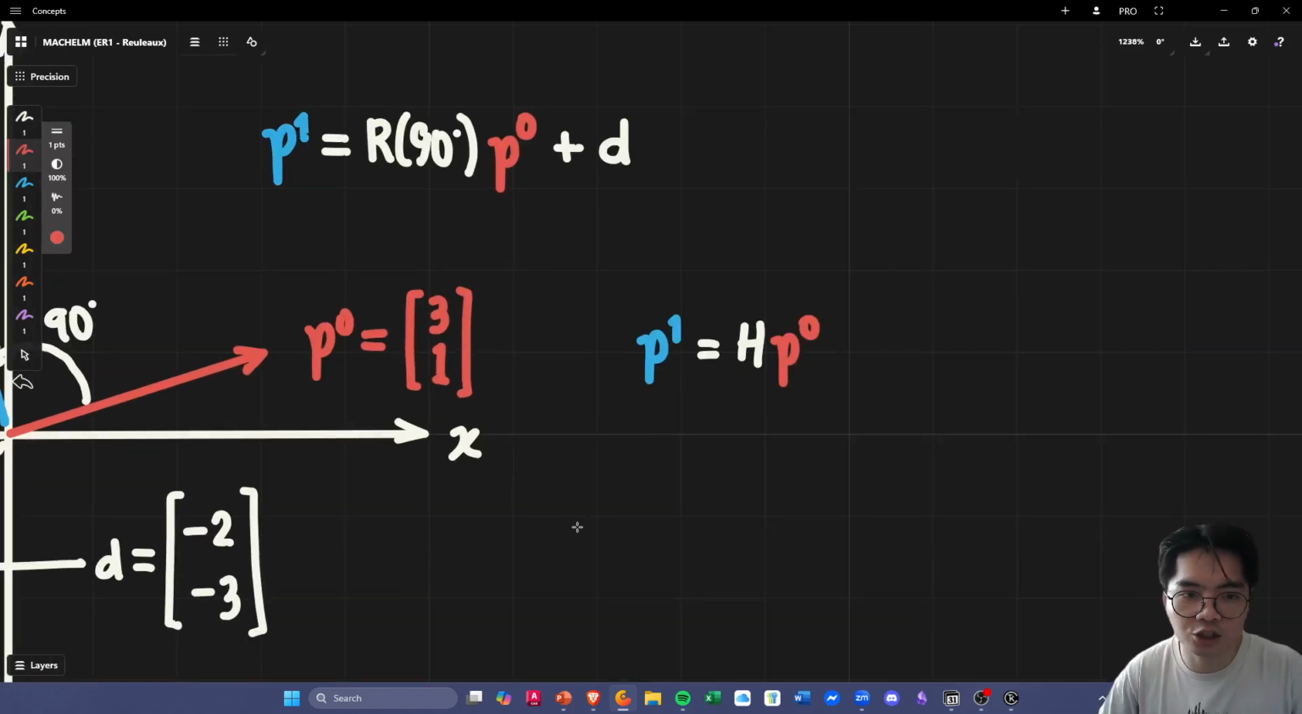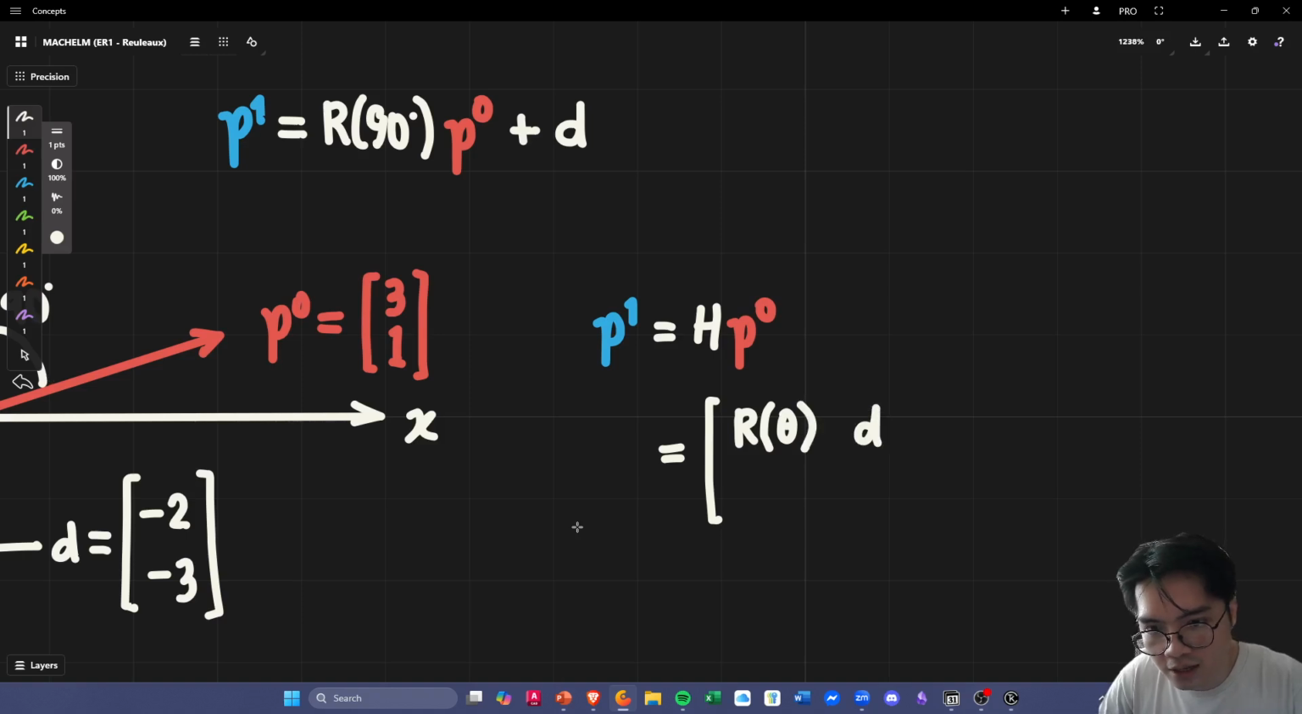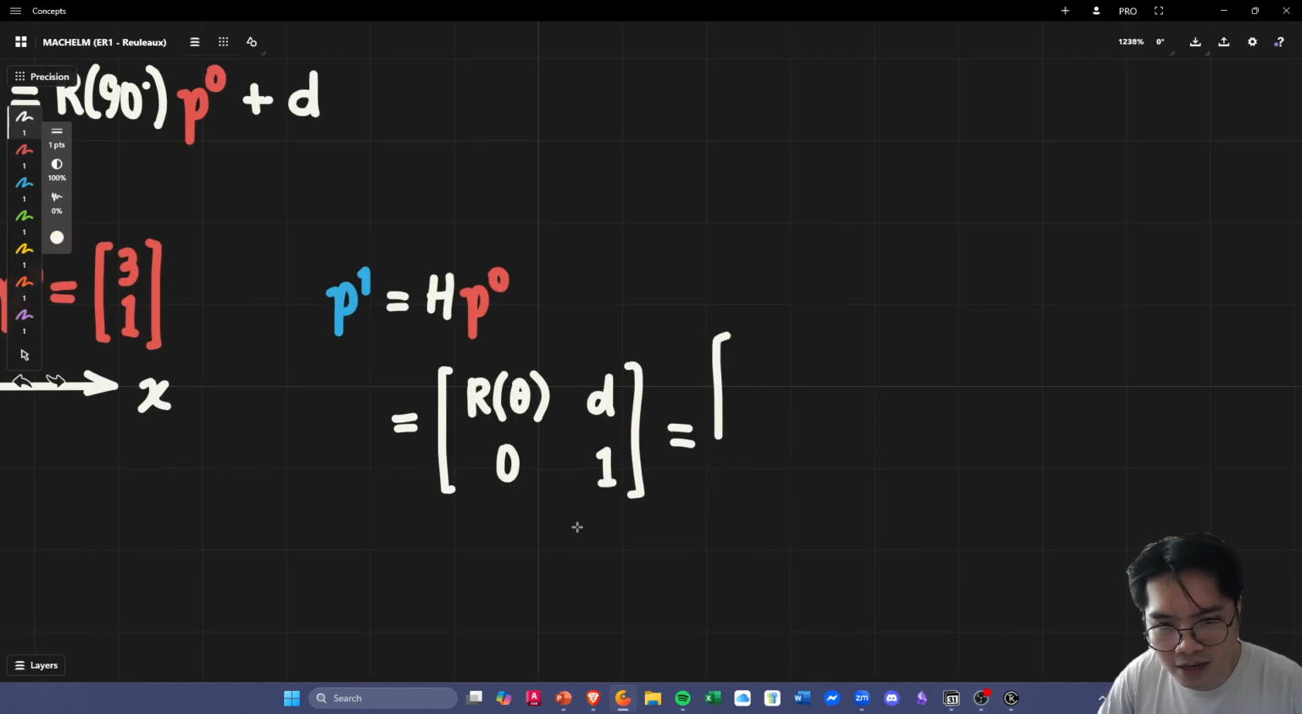What is this H going to have to be? Well, first, we can't ask that yet because this is not the correct size. If we remember, our H is written down like R theta, and then our displacement vector in here, and a bunch of zeros and a 1 in here. So you're saying, wait a second, our R theta is a 2 by 2 matrix and the displacement is a 2 by 1 matrix. So instead, it really is something like this.